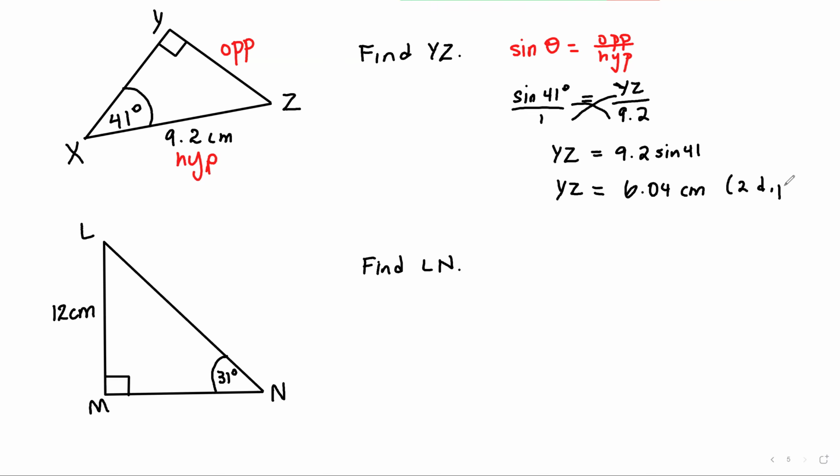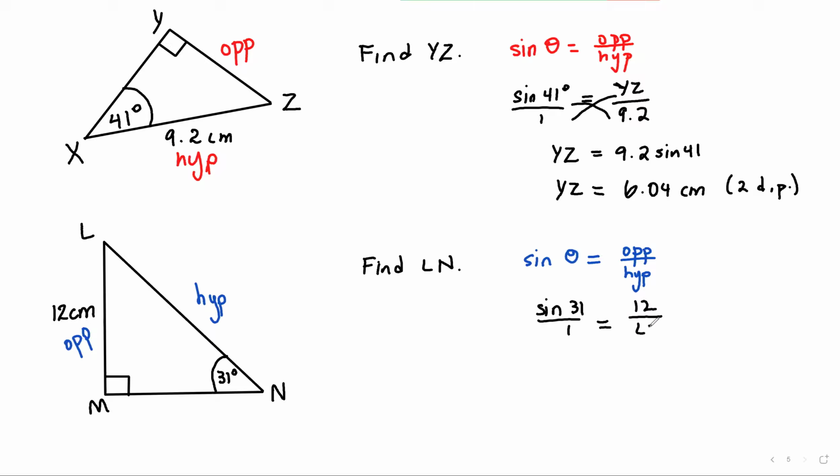Good. Faith, are you ready with this other question? Yes, miss. All right, tell me. We know that the hypotenuse is LN and the opposite is 12 centimeters. So that's sine. I didn't realize I gave you two with sine. Sine theta is opposite over hypotenuse, so it'll be sine 31 degrees over 1, and then we cross multiply by 12 over LN.